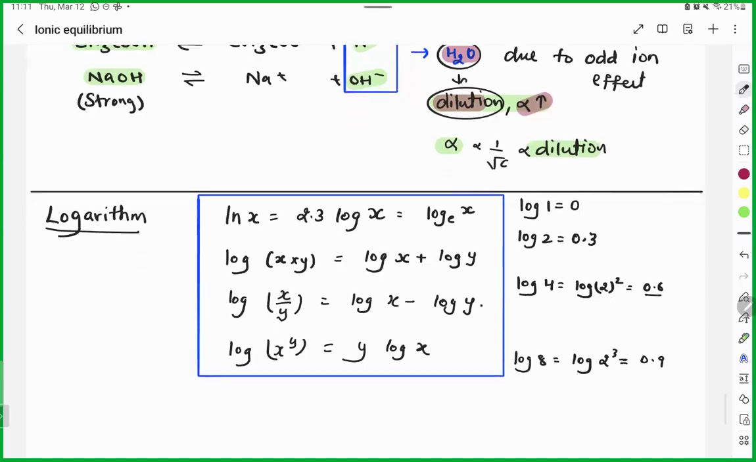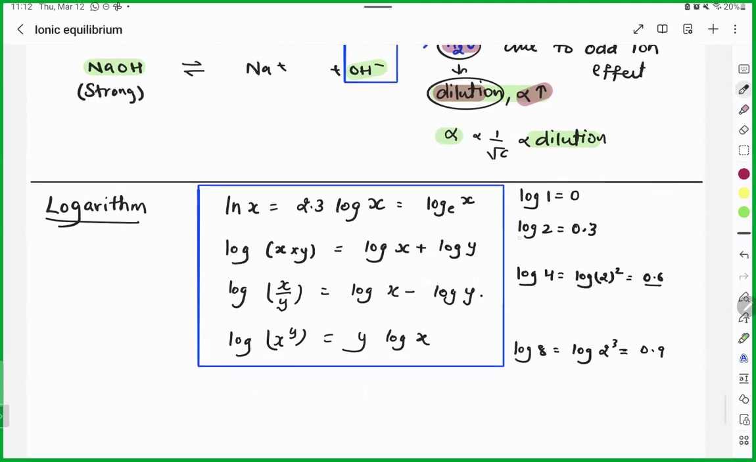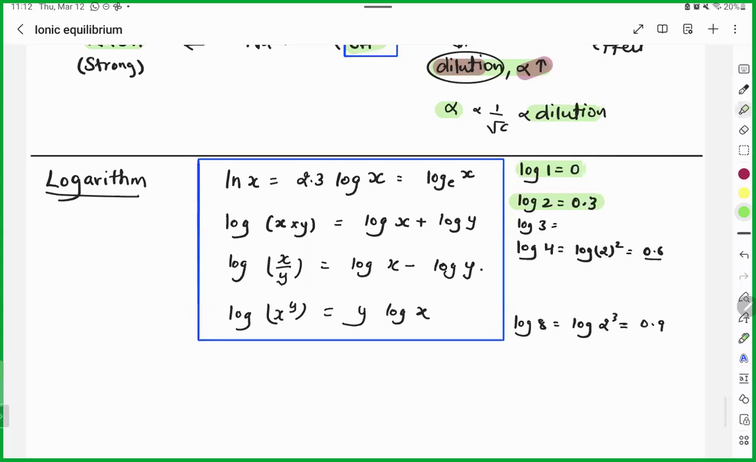Makes sense? So if you know log 2, you can easily calculate log 4 and log 8, because log 4 will become log 2 square and log 8 will become log 2 raised to power cube, right? You don't need to remember everything, but this is absolutely important: log 2, log 1 and log 10. Log 10 is equal to 1.